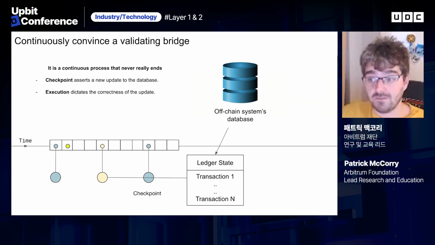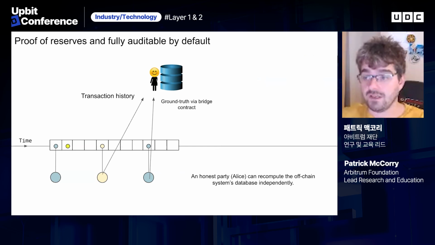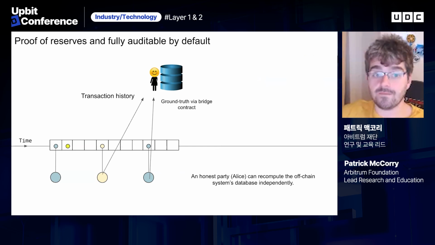So you just have an off-chain database, and every time there's an update to the database, the smart contract has to be convinced that the update is correct and valid before it will release any funds to the user. So it's always keeping track of every updated balance of the user or any activity happening on that off-chain system. And of course, any user can come along, pick up the list of transactions, execute it themselves, and get a copy of the database themselves as well.